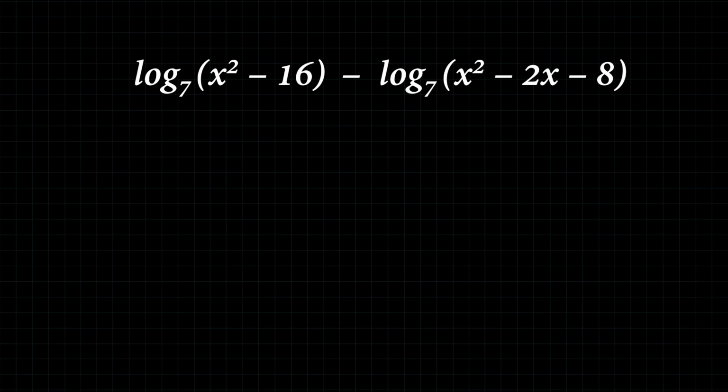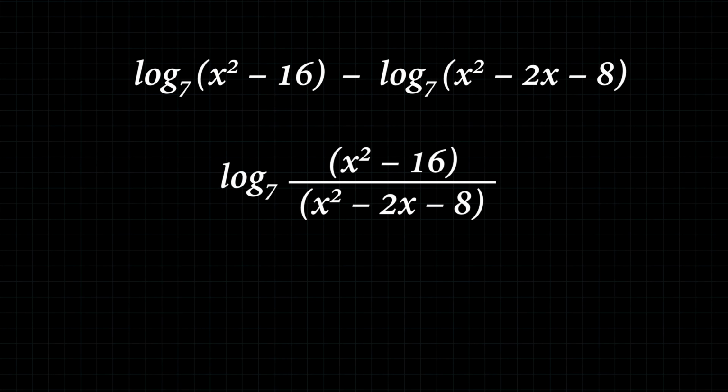This question might look different, but it's the same thing. We see 2 logs here, so we have to condense it into a single log. The term on the left, x squared minus 16, has a positive log, while the x squared minus 2x minus 8 has a negative log. So when we condense it, it would look something like this.